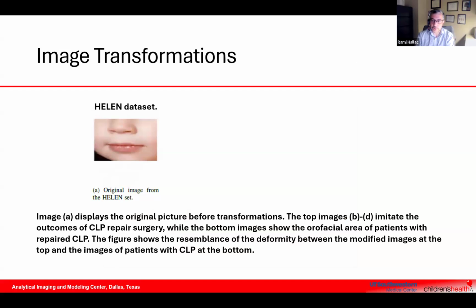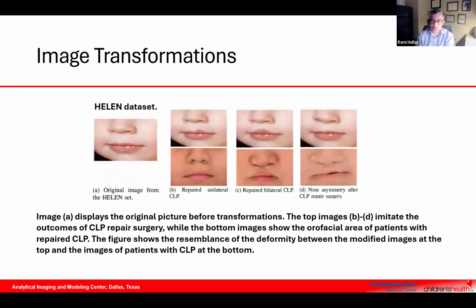This slide shows how we generate synthetic training data to overcome the challenges of limited access to cleft patient images. Image A on the left is an original face from the public Helen dataset. You can see in B, C, and D are transformed versions of the same image, where we've applied controlled changes to simulate key features of cleft lip and palate, such as repaired unilateral clefts, bilateral clefts, and nose asymmetry post-surgery. Below each synthetic image, we show real examples of patients with similar conditions for comparison. The resemblance highlights how well these simulated images capture the clinical characteristics we care about.